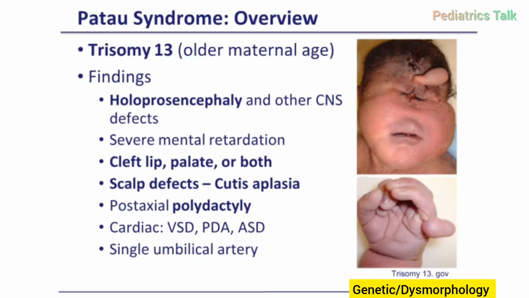Here, with respect to the hands, while the fingers may be clenched, there's less overlapping of the fingers compared to what we see in trisomy 18, and most commonly we have what's called post-axial polydactyly, an extra digit, part of a digit, or a bifid fifth digit at the fifth digit, in other words, at the end of the hand or foot axis. Cardiac anomalies, again, mostly include septal defects, but can be any complex heart disease, and also very commonly in these patients we see a single umbilical artery.